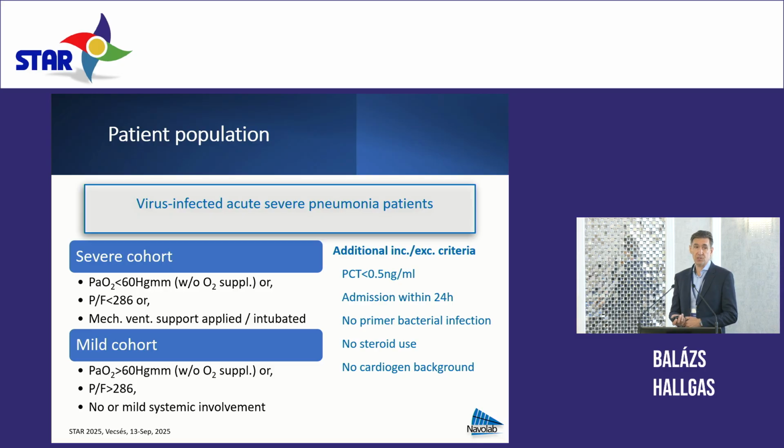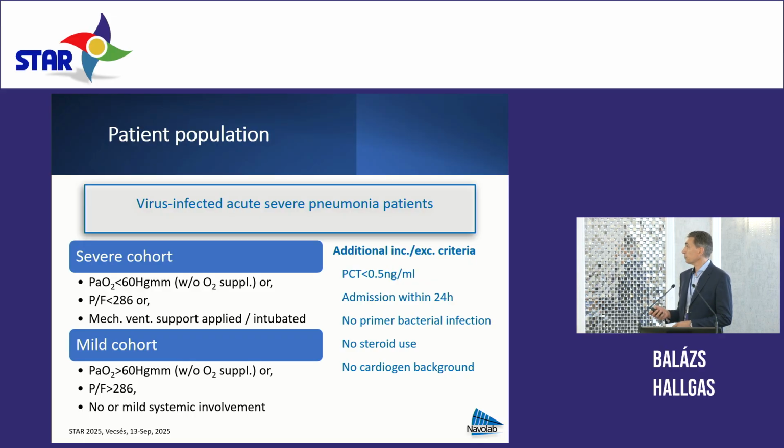The pneumonia patients are enrolled in two particular cohorts. The severe patients are characterized by the PO2 and also by the Horowitz index. And the cutoff value for the Horowitz value is 286. So under 286, we consider them severe patients, and above that are the mild patients.